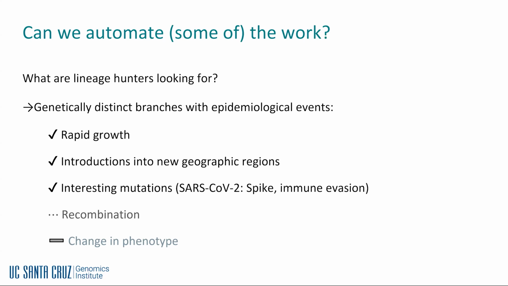Now, recombination always makes things harder when you're using a tree. It's not really the right data structure. We've got some ideas about how to deal with that, but that's more future work. And then wouldn't it be nice if we could automate the search for change in phenotype? But who knows really how to truly automate that? And even if we wanted to search in metadata, the metadata that we might need to do that is not always available. So we'll just focus on the first three.